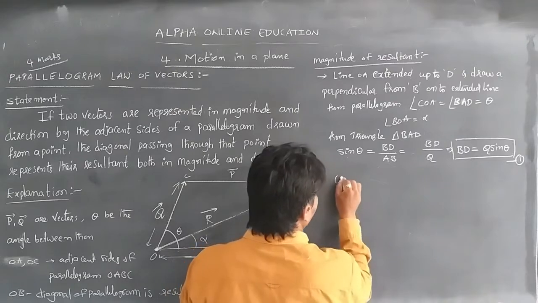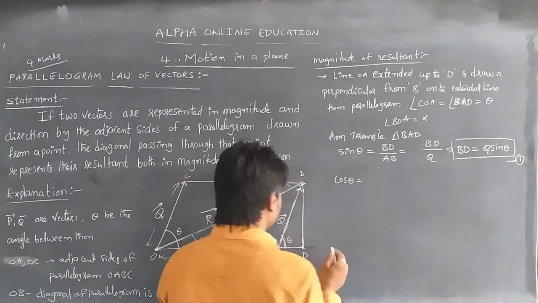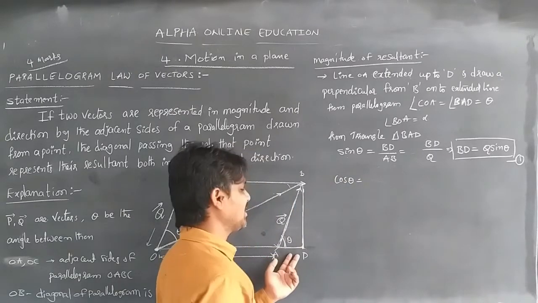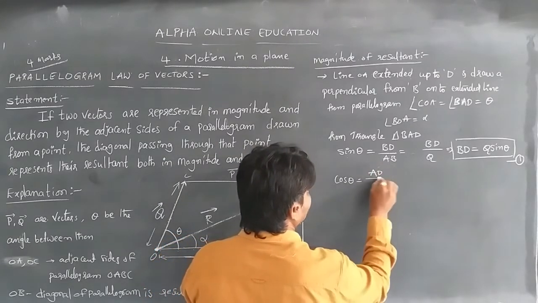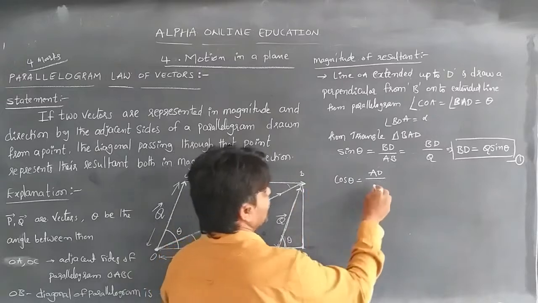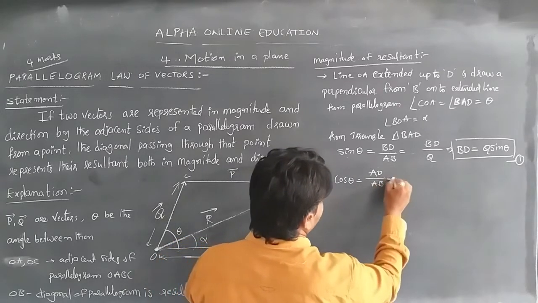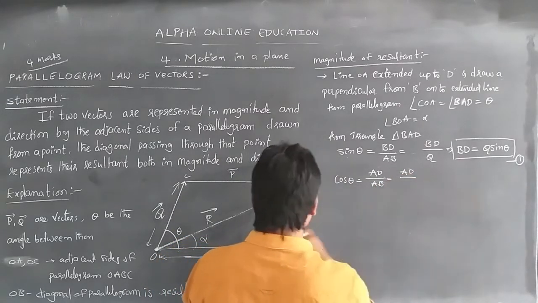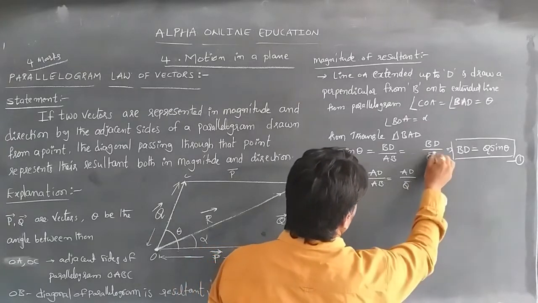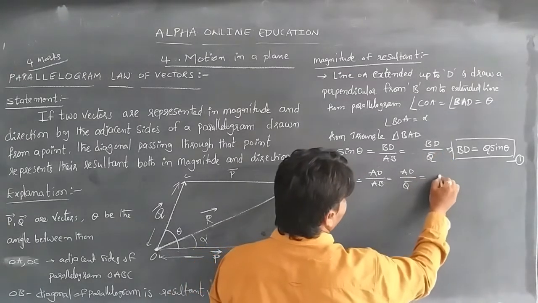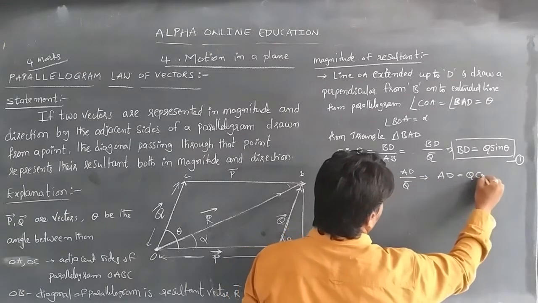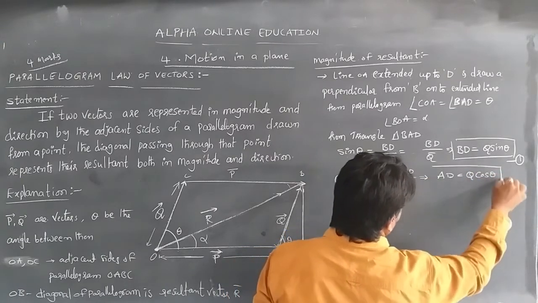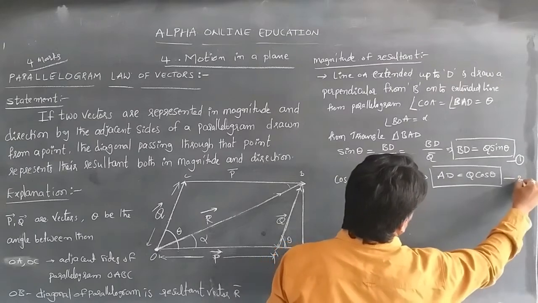And the next one is cos theta, which is equal to adjacent side by hypotenuse. The adjacent side will be AD, and the hypotenuse is AB, which is Q. So from that equation we can write that AD is equal to Q cos theta. So these are the magnitudes of the right angle.